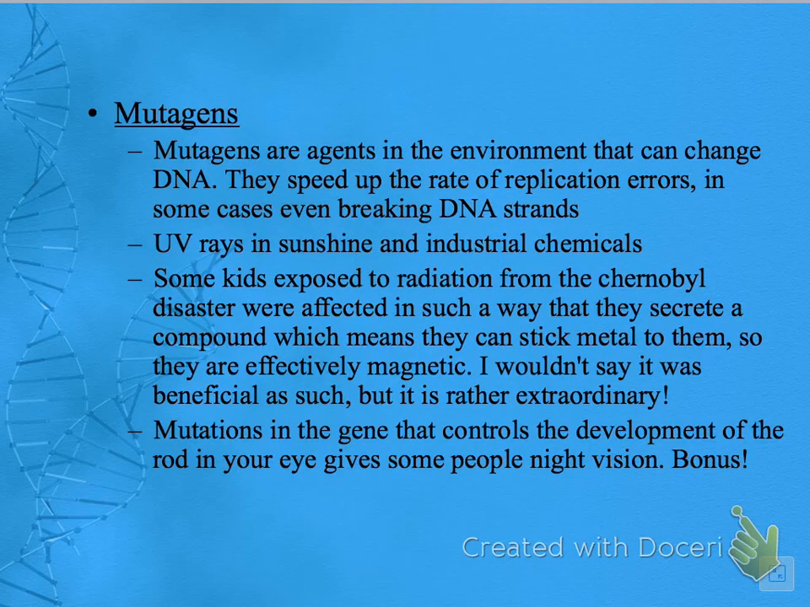Mutagens are agents in the environment that can change DNA. They speed up the rate of replication errors, in some cases even breaking the DNA strands apart or breaking them down completely. UV rays from sunshine and industrial chemicals are the two most common ones that we run into. Some kids are exposed to radiation and different things.